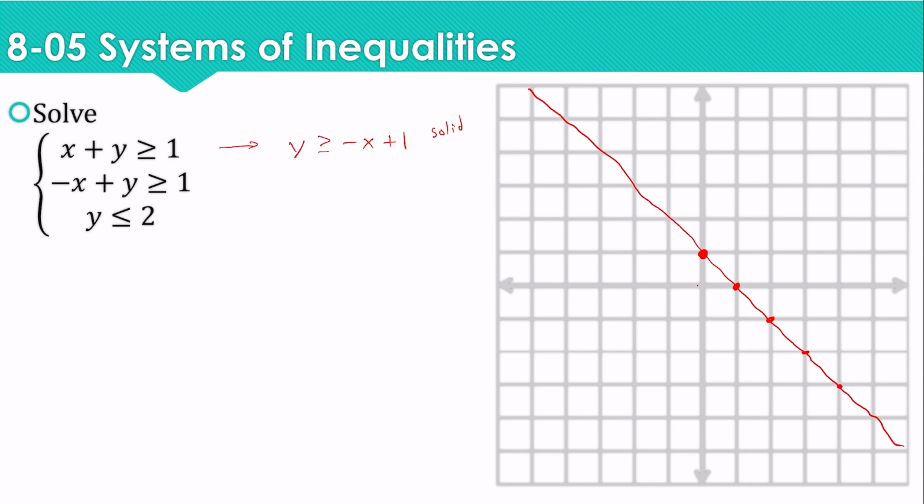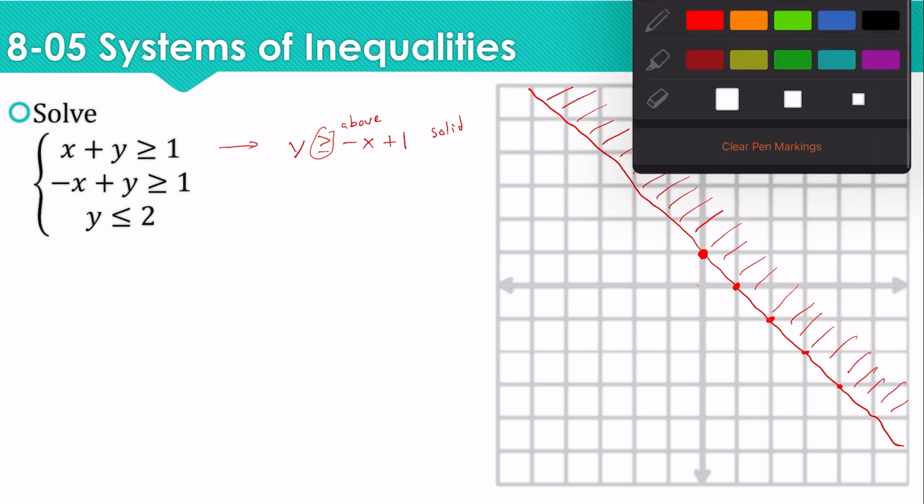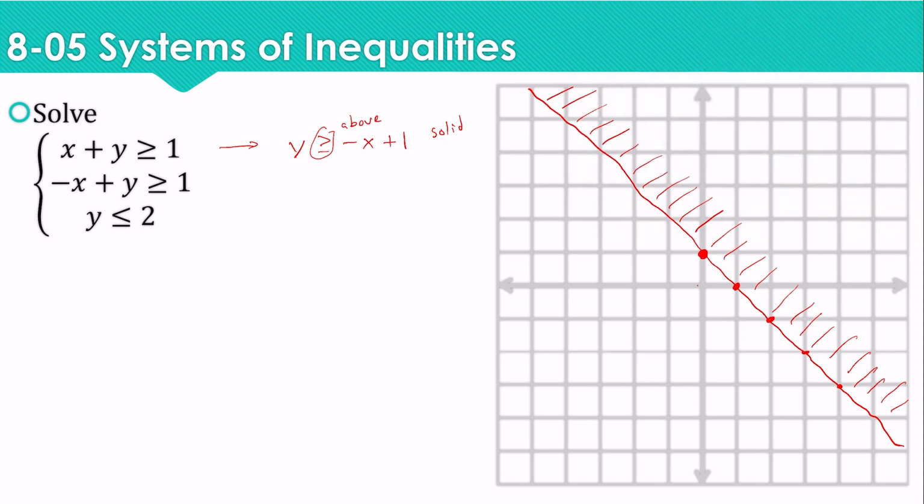And then we can look at shading. Since I solved it for y, and it's y is greater than, we'll shade above. So I'm just going to put these little marks here above my line so we can remember that we're shading above it. All right, let me change the color, and let's do the second one.